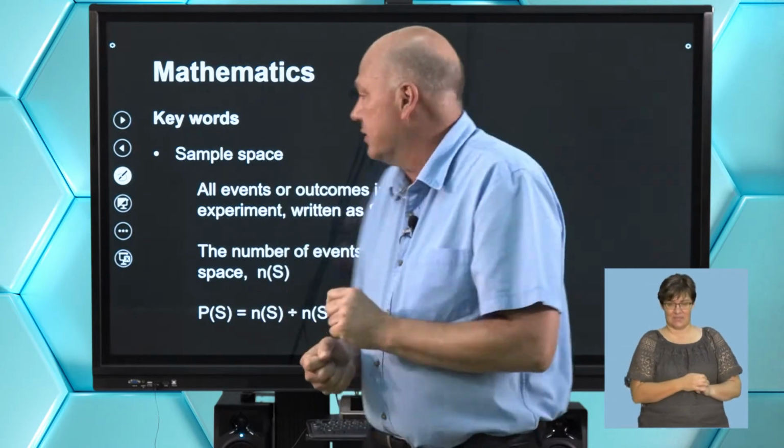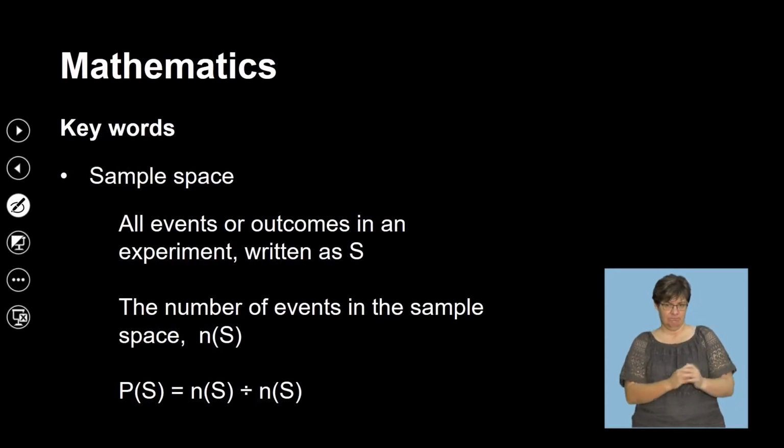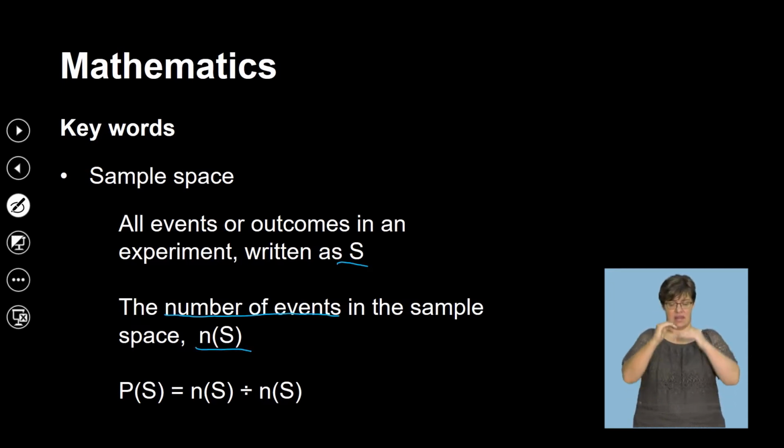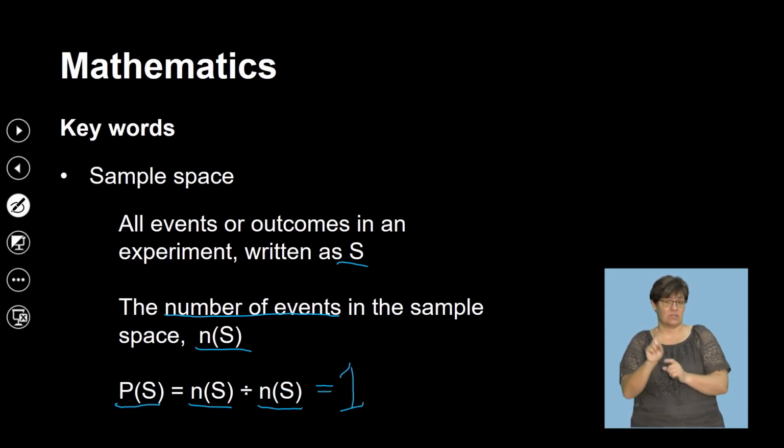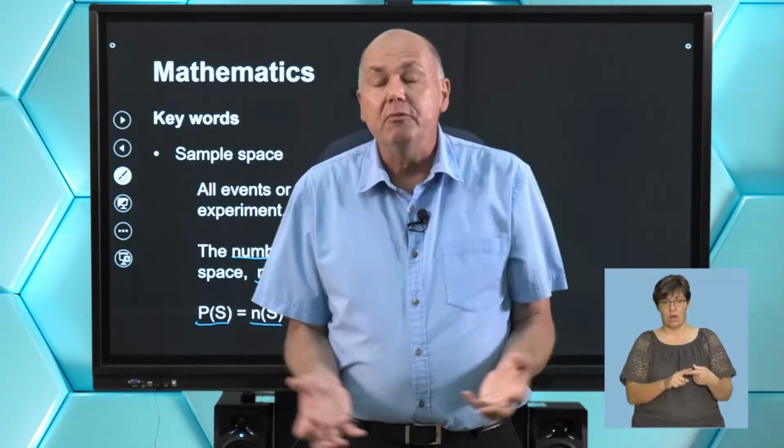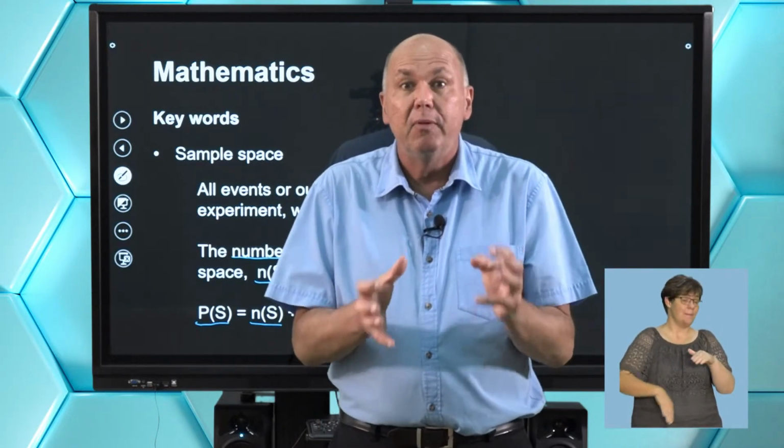And so let's just make sure we've got the notation right. Remember, the sample space is recorded as S. The number of events in the sample space is n(S). And here's an important relationship. The probability of something taking place in the sample space is the number in the sample space divided by the number in the sample space, and that's equal to 1, which tells us that whenever we've got an experiment and we don't make any restrictions, the maximum probability is 1.